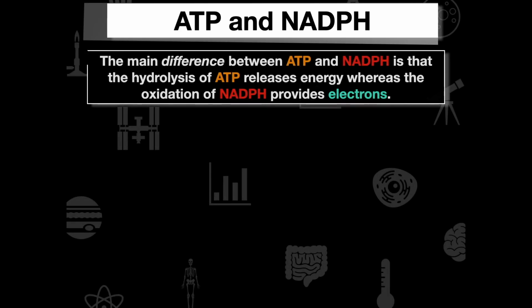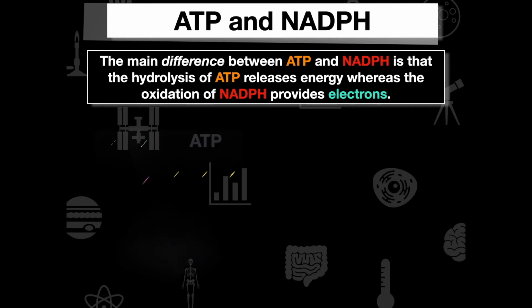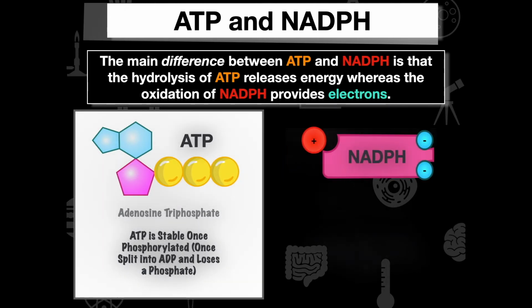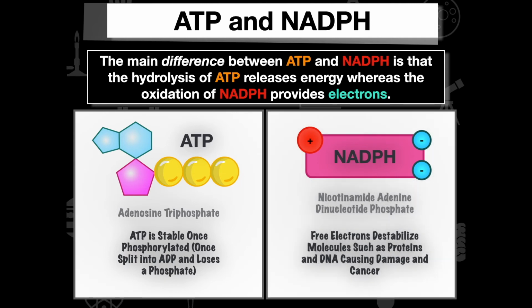Now, just so we're 100% clear, the main difference between ATP and NADPH is that the hydrolysis, remember we're breaking apart that phosphate, releases energy. Whereas in the case of NADPH, we are oxidizing it and it's providing those electrons. So ATP, remember it has those 3 phosphates on the back. It's stable once phosphorylated. Whereas if we look at NADPH, we have these free electrons which can destabilize molecules. So this is very, very important for us to understand.